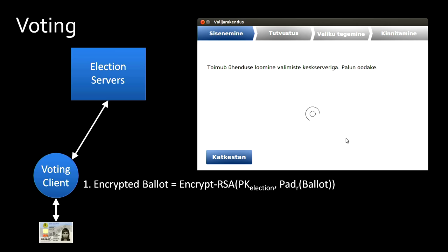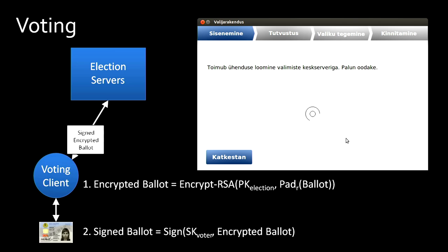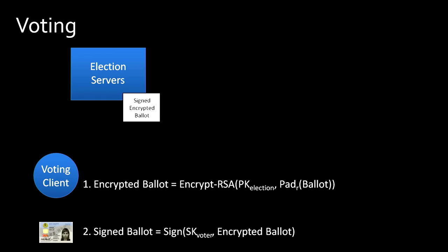So here's what it does. It does two things. First, it's going to encrypt your ballot choices using RSA and using some padding randomness that's been generated by the client. Then, it's going to take that encrypted ballot and digitally sign it, using your national ID card. This second step where it digitally signs it results in the signed ballot, and the signed encrypted ballot goes up to the election servers where it's stored until it's time to count the votes. So that's the voting process in a nutshell, very simple.